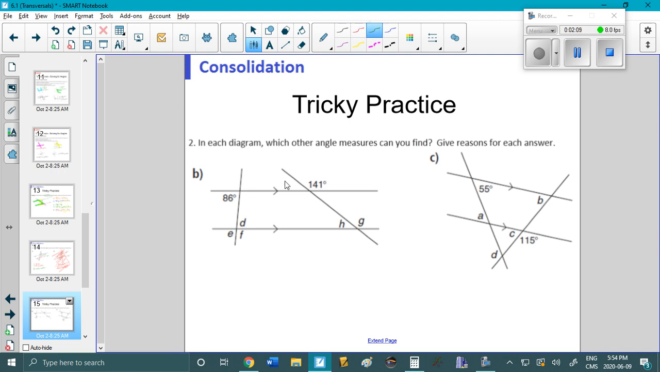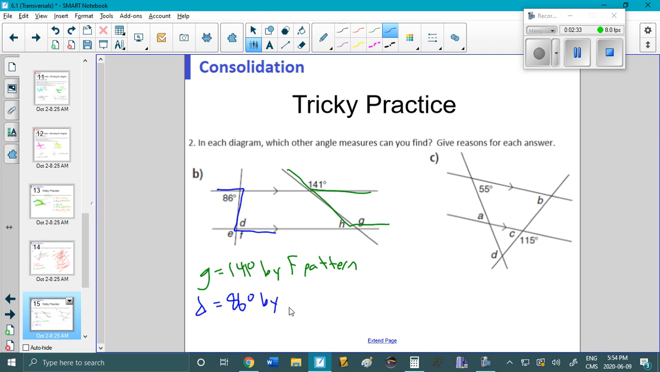So first, I can see a nice F here. So G equals 141 degrees by F pattern. Okay, and let's see here. Oh, check this out. We've got a Z pattern because these are parallel lines. So D equals 86 degrees by Z pattern. All right, so if D is 86, E equals 86 degrees by X pattern.